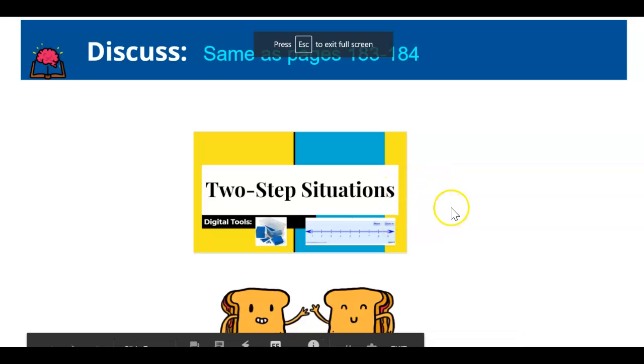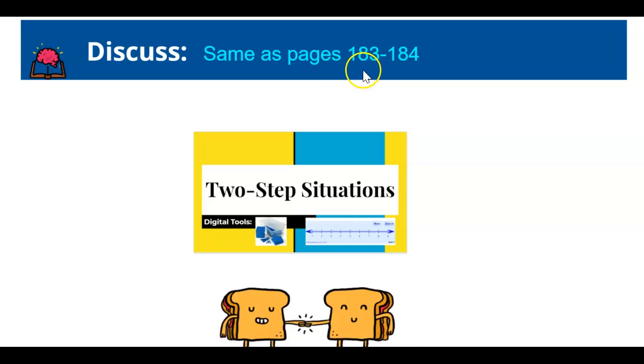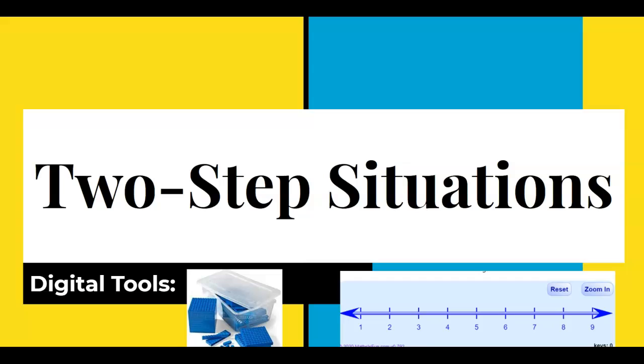So moving on to our next slide, it is introducing us to page 183, 184 in your book. So 183, 184 in your binder. These are the problems that you're going to be working on, and they are 2-step situations.